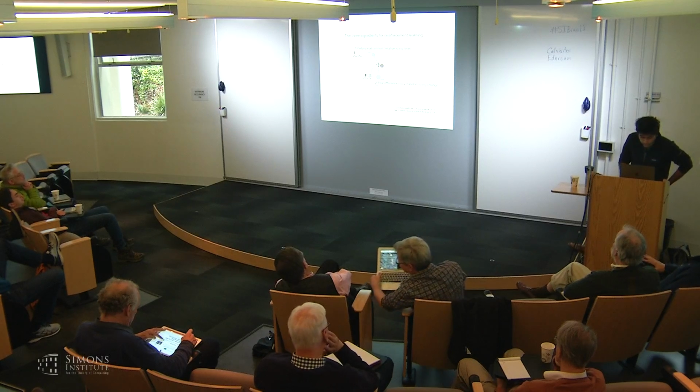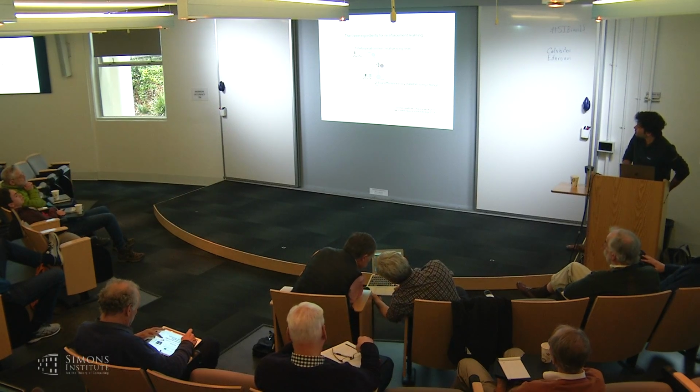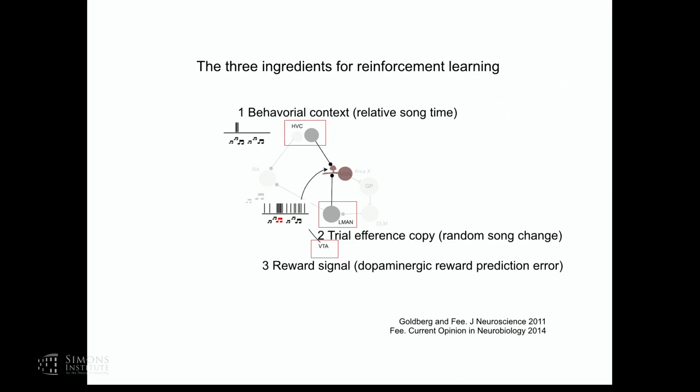So let me just quickly go through this here. There's a very nice but somewhat complicated model of reinforcement learning in Songbird. And basically it has to do with 3 different signals that come into this area X. There's behavioral context, which comes from HVC, X projecting axons from HVC. Then there's a reward signal, which is just dopaminergic release within area X. And then there's what's called an efference copy.